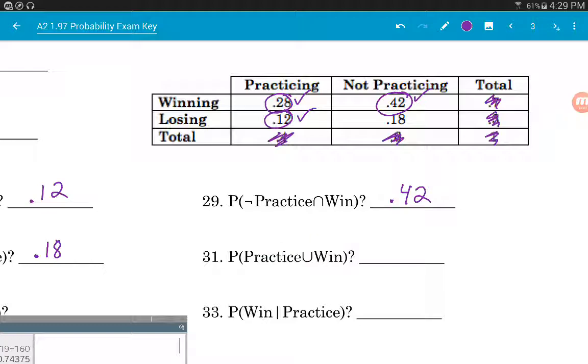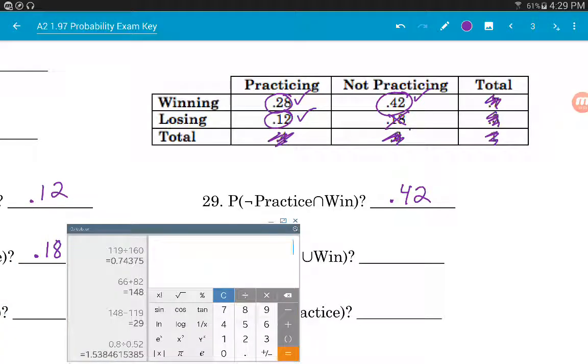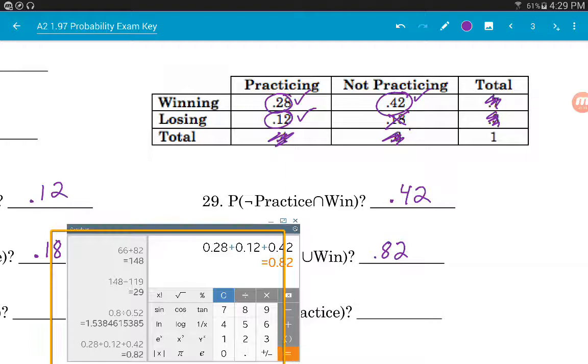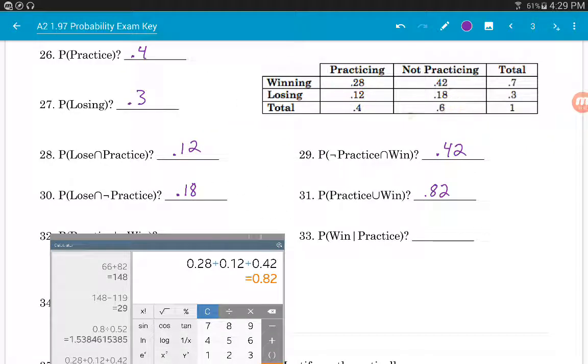And if you want a little bit of proof here, 0.18 is the people who lost, so they did not win, and they didn't practice. So these 0.18 over here will absolutely not be invited. So when I take those numbers, and I do 0.28 plus 0.12 plus 0.42, I get 0.82. It'd be over 1, but we don't actually need that because 0.82 over 1 is just 0.82. Okay, zoom out. Back to business.